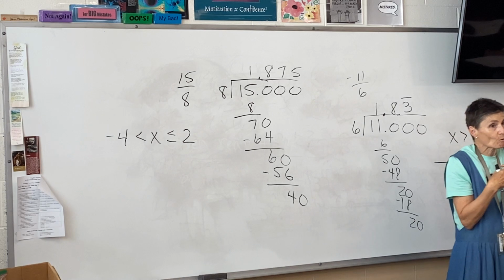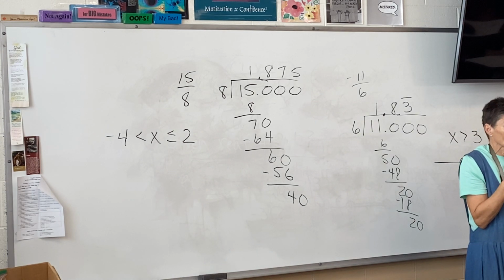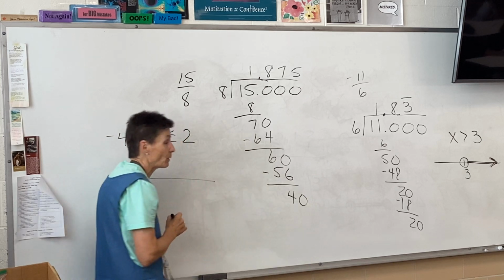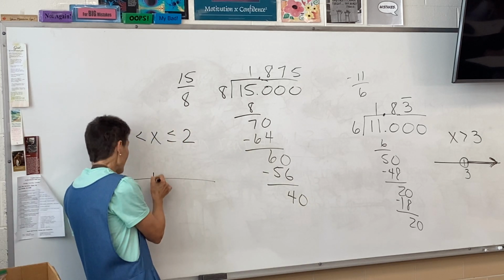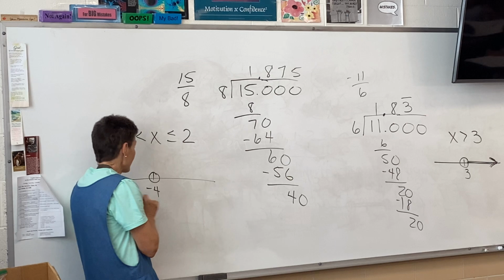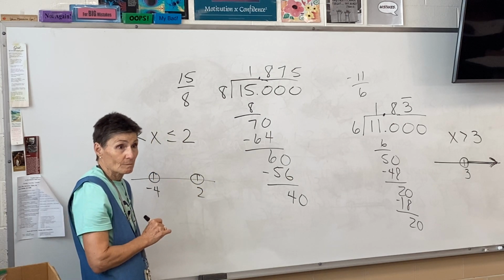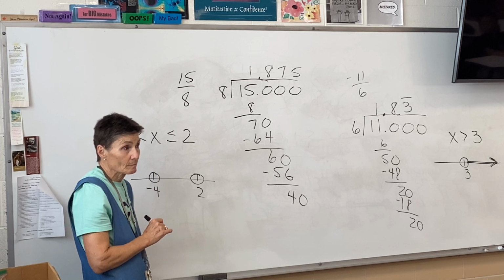What does it look like graphically? You'd have two dots. Kids, a number is going to be a dot. So I'm going to have some kind of a dot at -4 and some kind of dot at 2. Open or closed? Open, closed at -4.